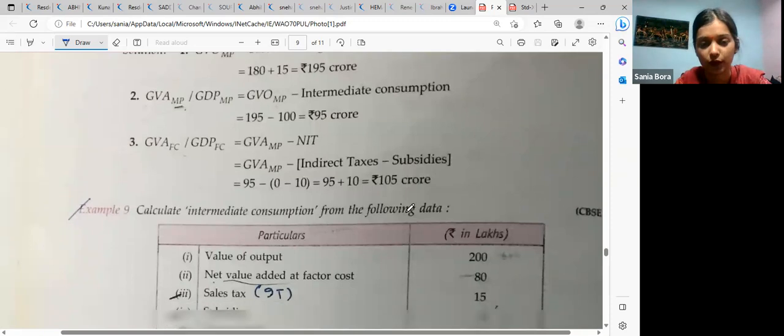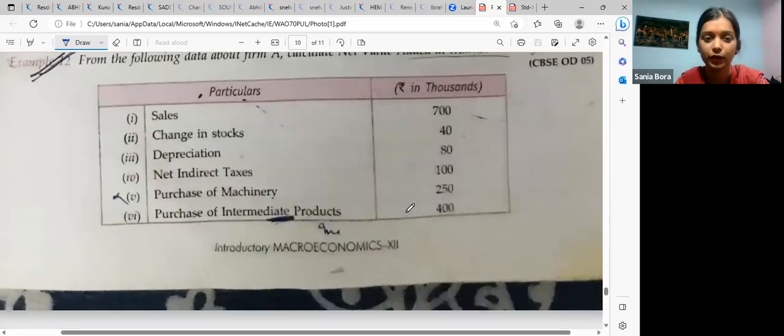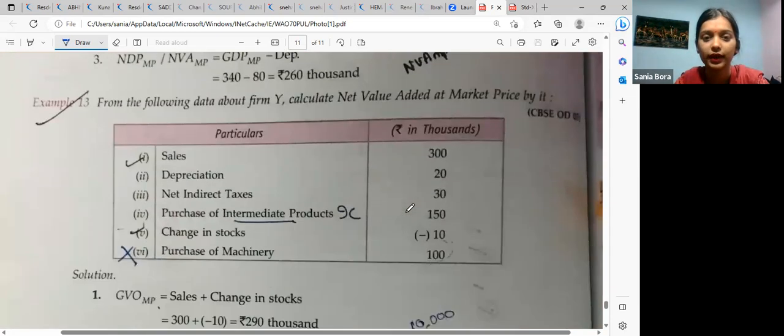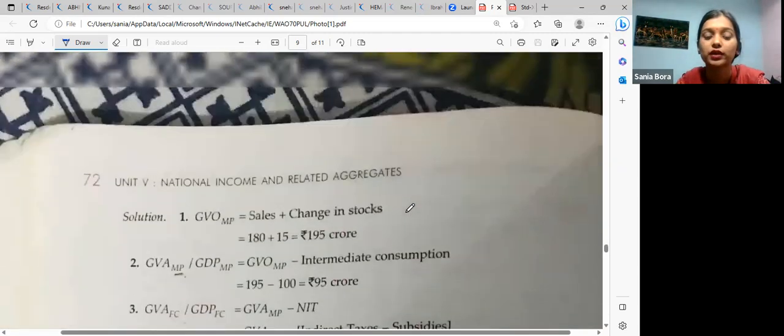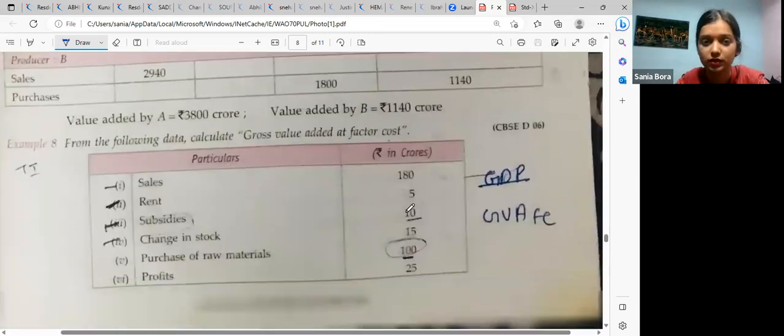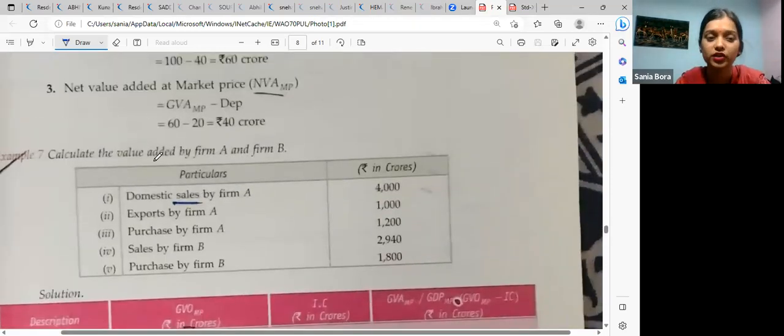Yes, ma'am. Oh, good. Now today I'm going to teach you something different. Not every time you will get a question calculating only a single firm. Sometimes you will get a question where you have to calculate for two firms, A and B. So that we will be doing today. Over here, this is a question. You have to calculate the value added by firm A and firm B. Okay, this is what you have to do.